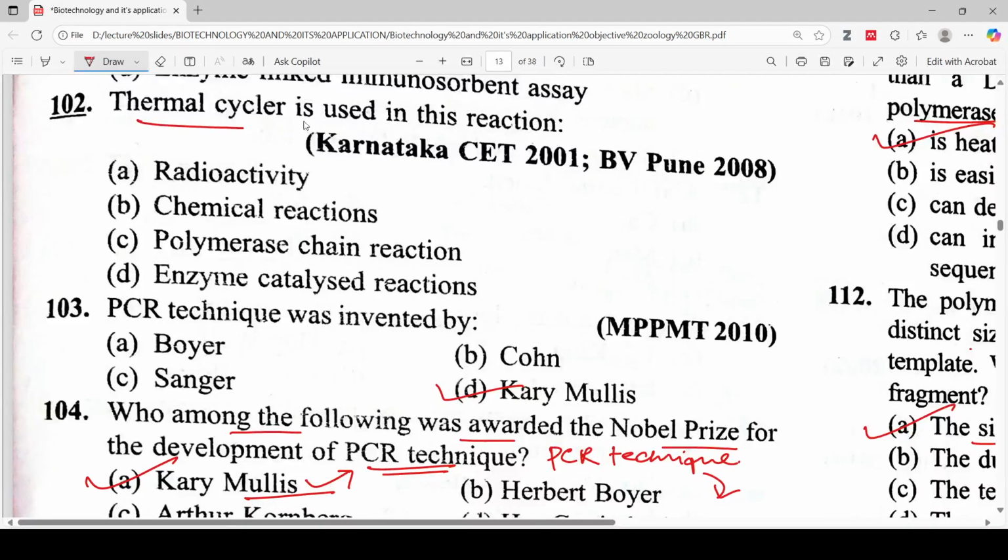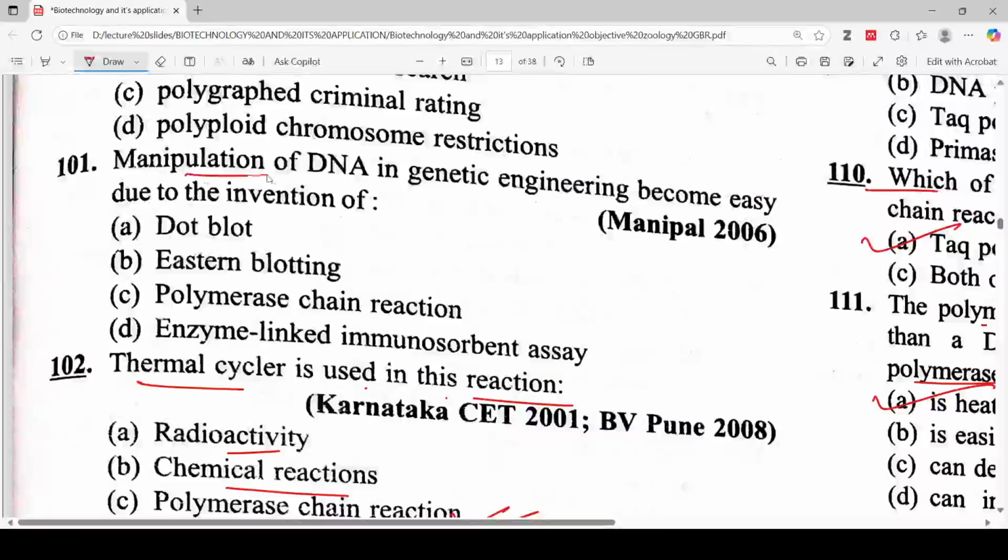Thermal cycler is used in the reaction radioactivity, chemical reaction. Polymerase chain reaction will be the correct answer, and enzyme catalyzed reaction is not correct for this question. Next question, the manipulation of DNA in genetic engineering become easy due to invention of dot blot, instant blotting, polymerase chain reaction, and enzyme linked immunosorbent assay. So the correct answer is option C, polymerase chain reaction.